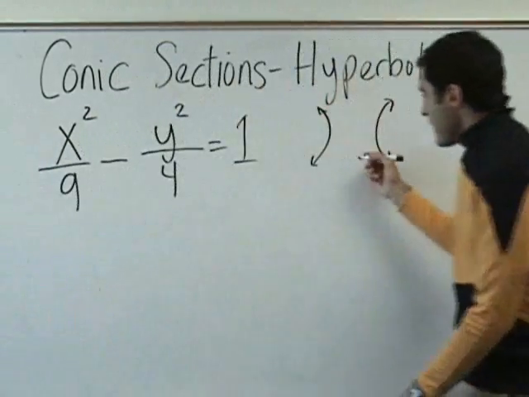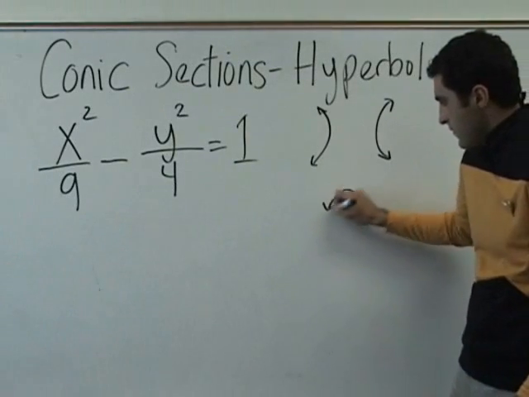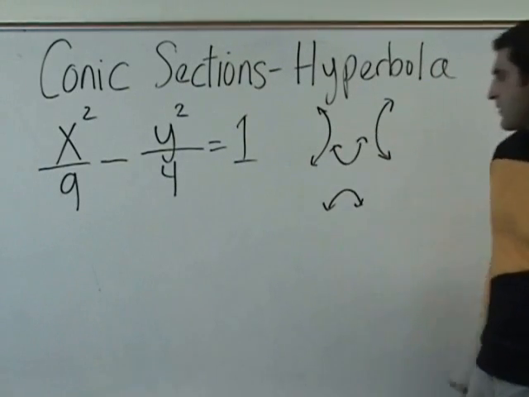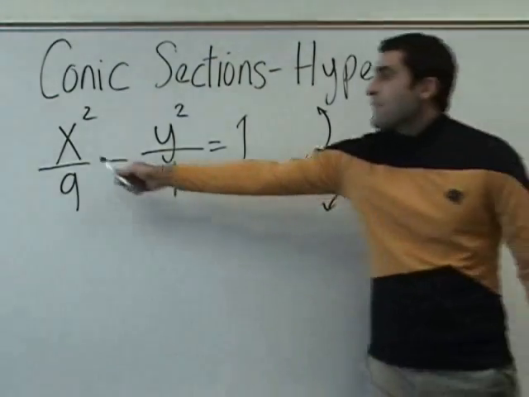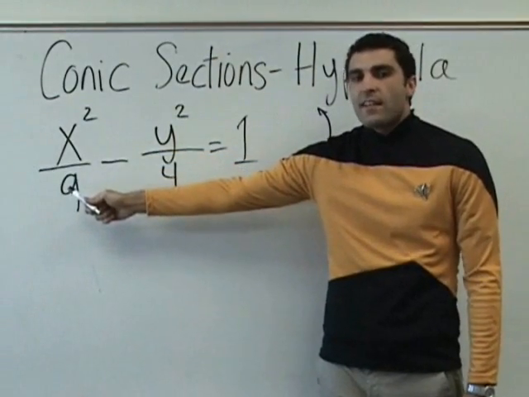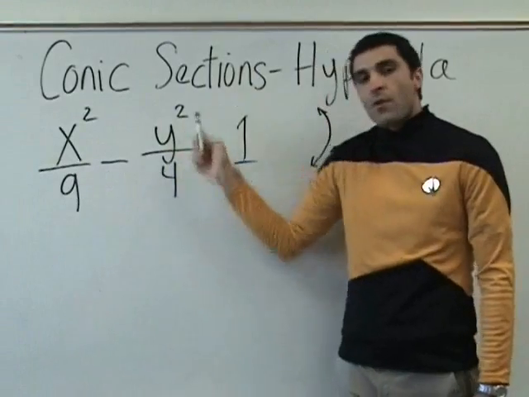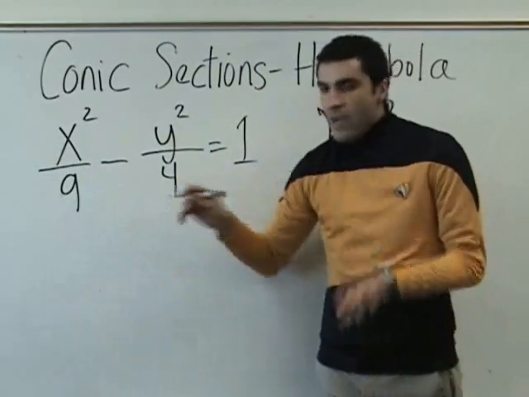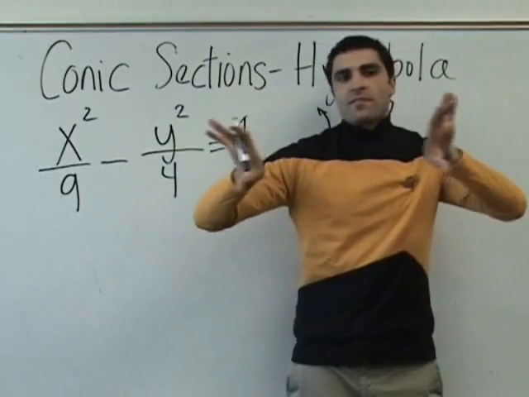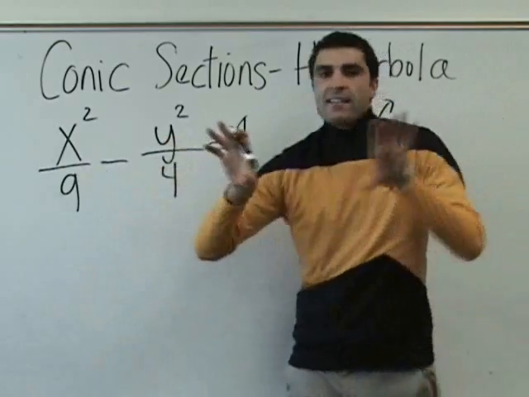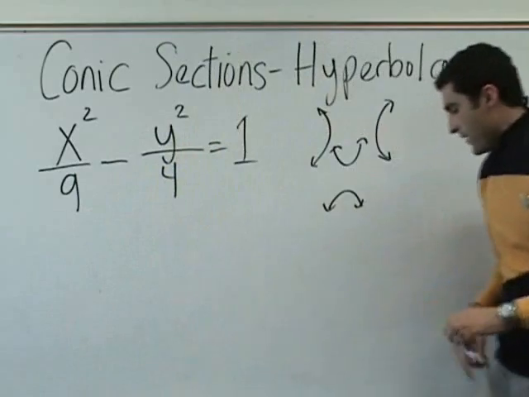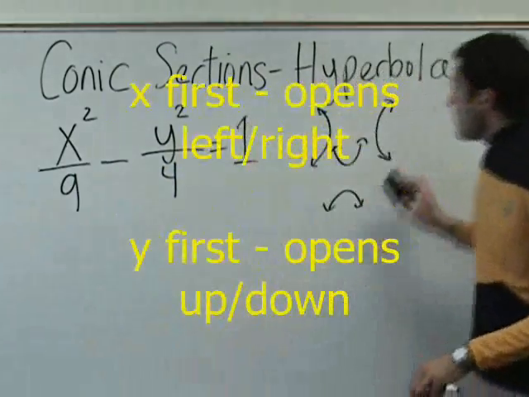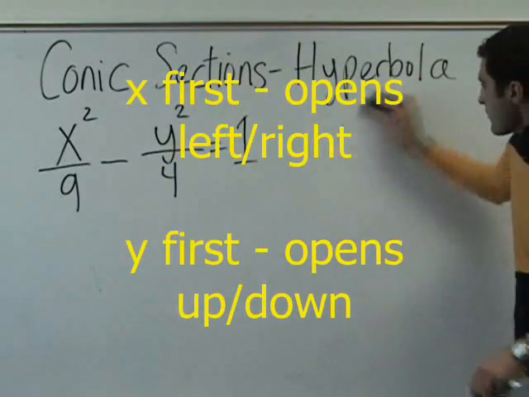It could also look up and down. It could look like this. It could look like that too. If the x is first, meaning this part is going to be bigger than the y, this hyperbola will open to the sides. It'll open on the x. And if y is first, it'll open up and down. You'll see what I mean.